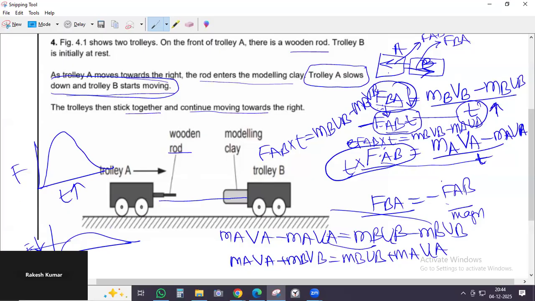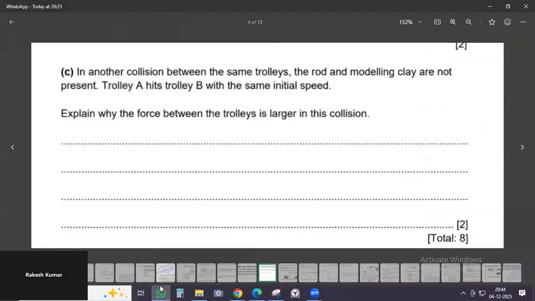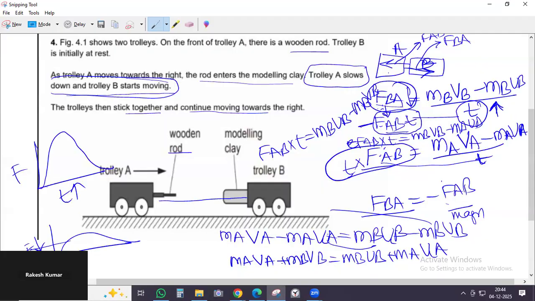The answer to the question of why the force between the trolleys is larger in this case is that here the time is reduced, because there is no rod and modeling clay present. It's very sudden. If the time is very small, then the force FBA, which is MB times the change in velocity divided by time, will be very high. Similarly here. So both these forces will be very high if the time is less.